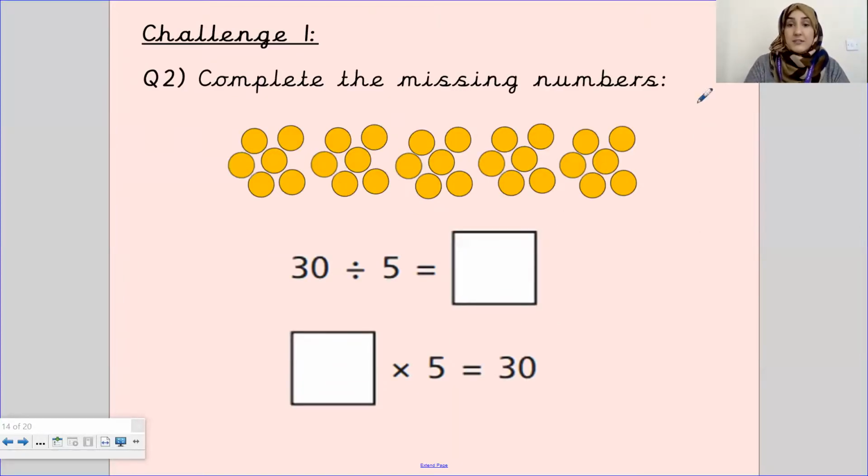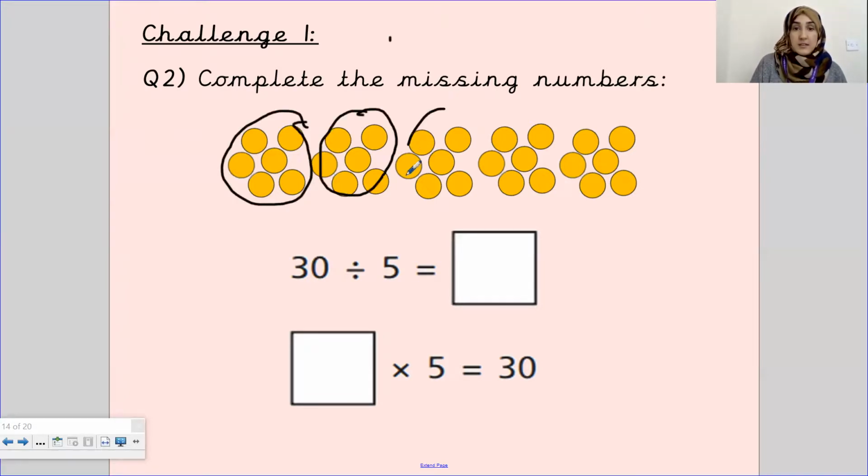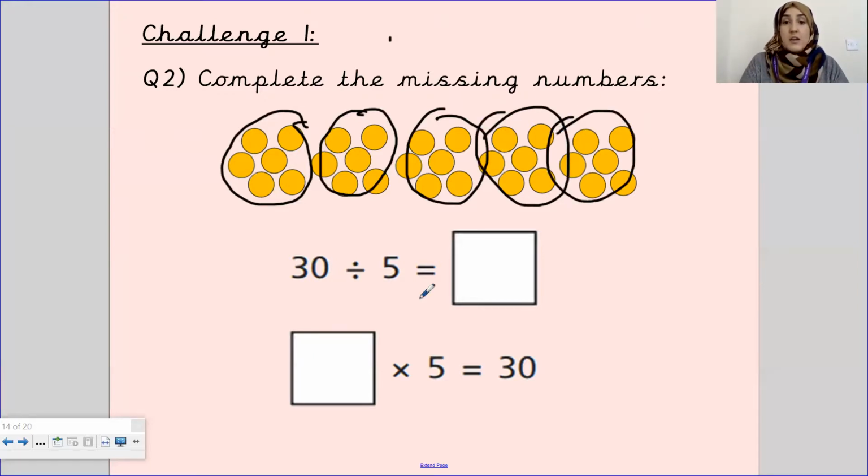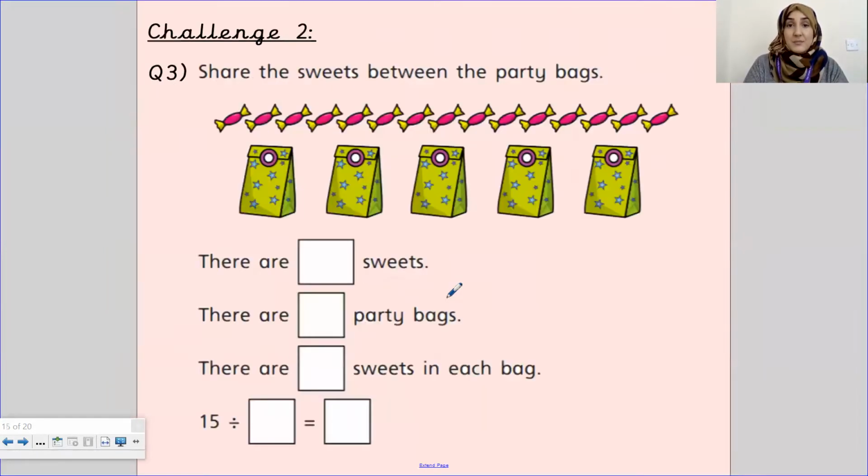Let's move on to challenge 1, question 2. So here you have some counters in front of you, and they have been grouped. You can see that here's one group, here's another group, another group, another group, and here is another group. Now, can you complete this division number sentence, and then can you complete the multiplication sentence to match? Can you do that? Well done.